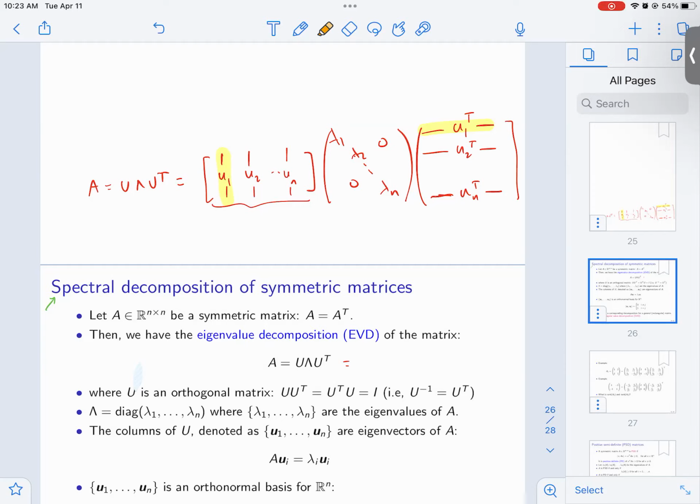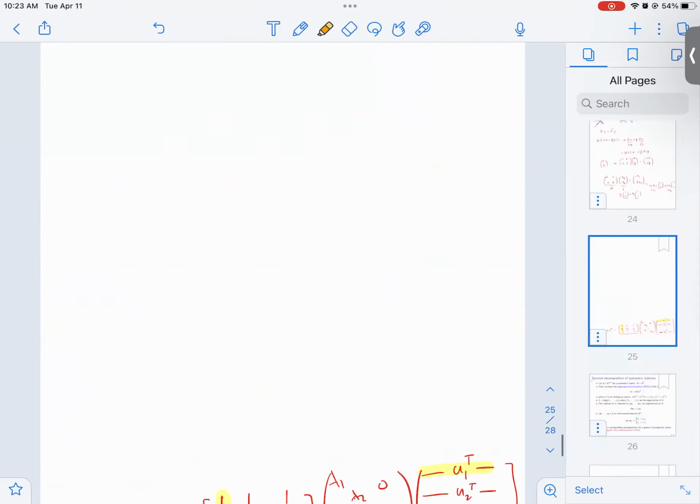Because if A is symmetric, you have this perfect decomposition. What happens is that you can always pick these U1 up to UN to be orthogonal to each other. This I'm not going to go into, but if the matrix is symmetric, I can always choose the eigenvectors to be orthogonal. So the U's are going to be orthogonal to each other.